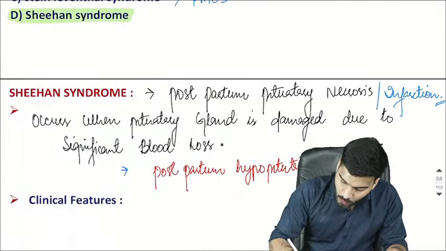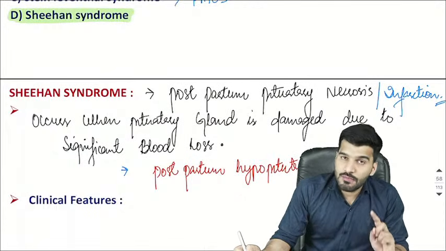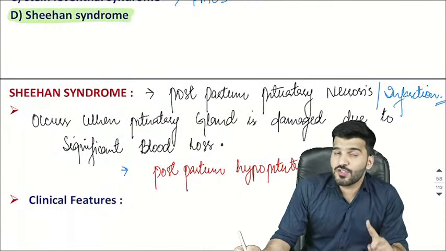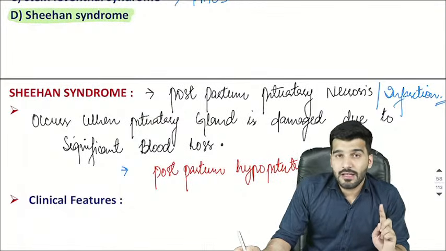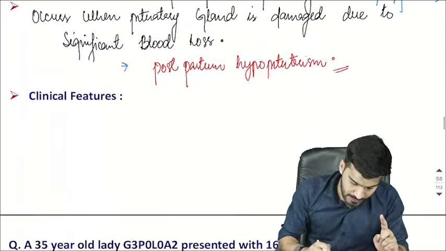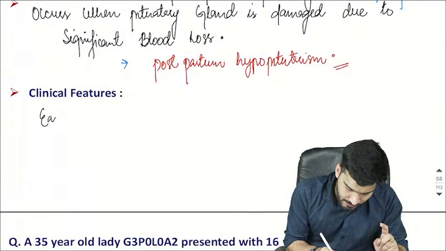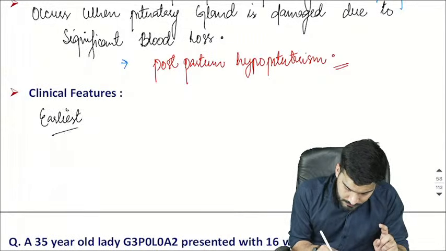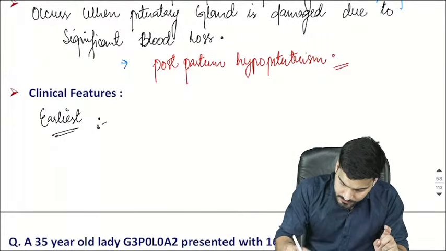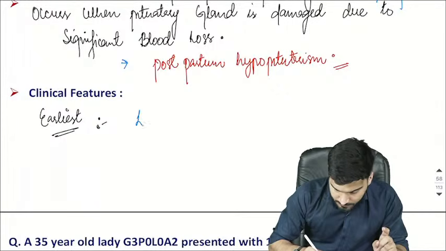Clear? Now what are the clinical features? If the question asks what is the earliest feature of Sheehan syndrome, your answer should be lactation failure. So I'll mention here the earliest feature is going to be lactation failure.